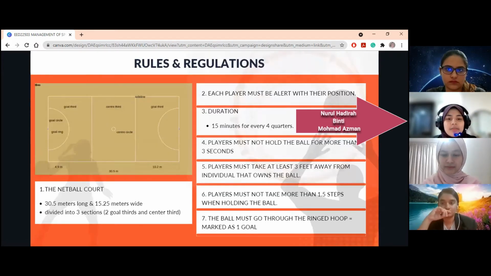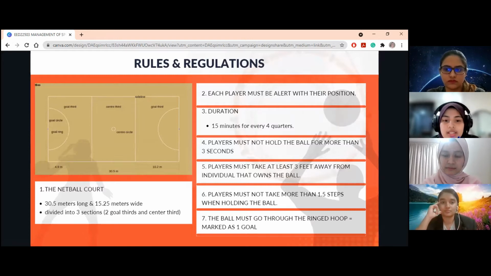Good day. So my name is Hadira. Now we move on to the rules and regulations. As we know, playing netball involves two teams that compete against each other. The size of the netball court must be 30.5 meters long and 15.25 meters wide, as we can see in the first figure here.